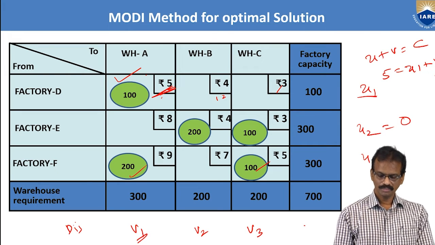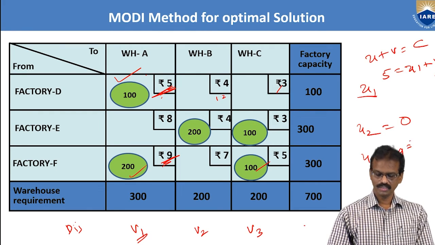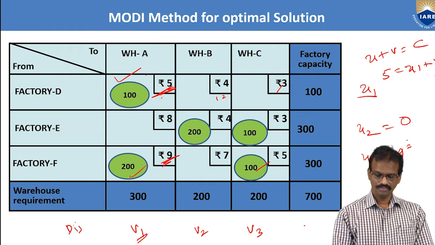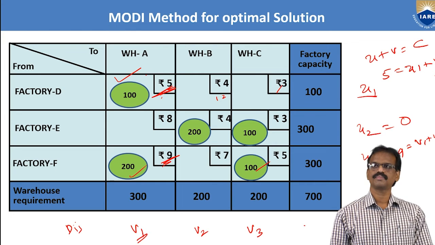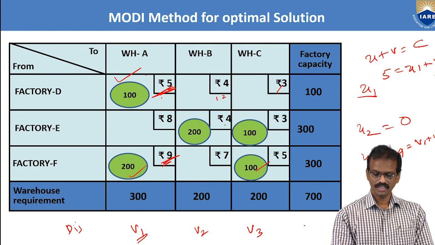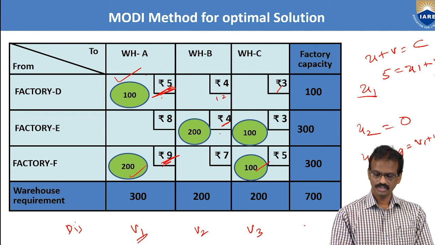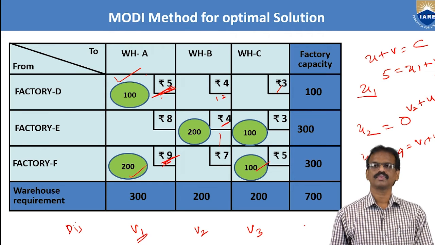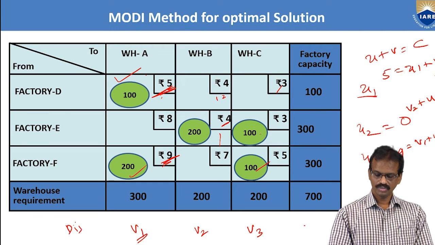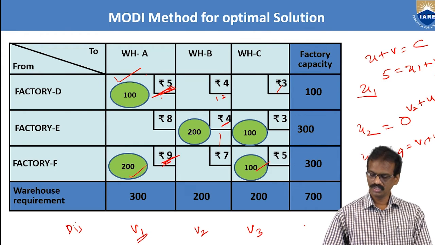Similarly, this 9 is equal to v1 plus u3. Similarly, 4 is equal to v2 plus u2, and this is v3 and u2. So these are the values.